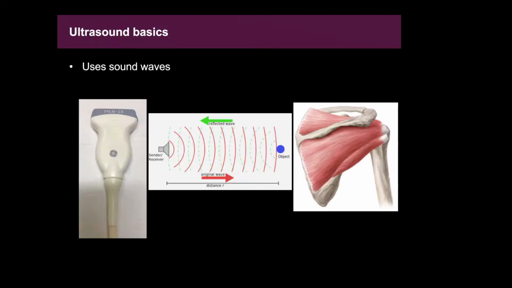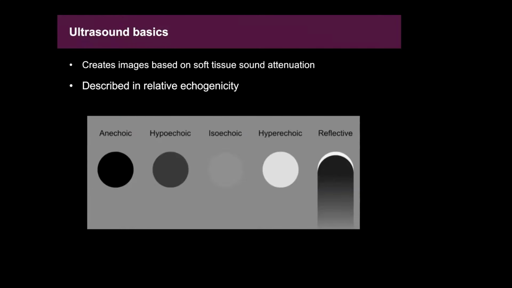I'm sure everybody is aware that we use an ultrasound probe that acts as a sender receiver, sending ultrasound waves to the structure of interest. In this case, it'll be things like joints, muscles, and bones. And when the sound reflects back, we create images based on sound attenuation. We describe these in terms of relative echogenicity.